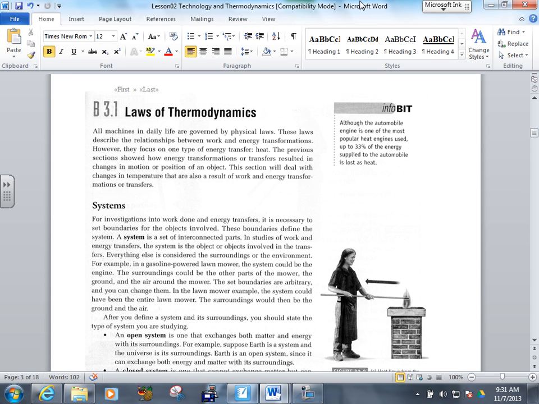All right, so all machines in daily life are governed by essentially these 3 laws of thermodynamics. We mostly deal with 2 laws, but it's not a 3rd law, it's actually called the 0th law, because it's like a prequel. The first 2 were discovered and then they found one that should have gone before. Kind of like Star Wars. So the first thing we need to look at here are systems, because we have to have some terminology or some background if we're going to deal with thermodynamics.